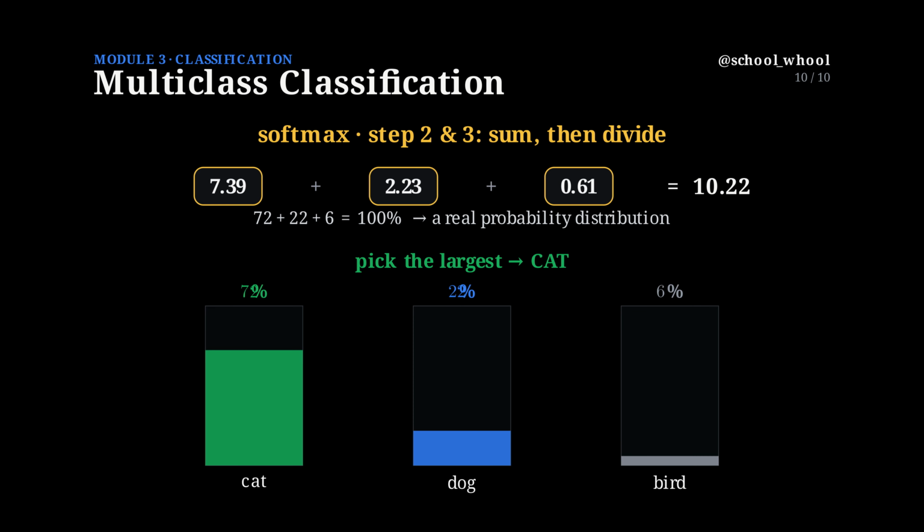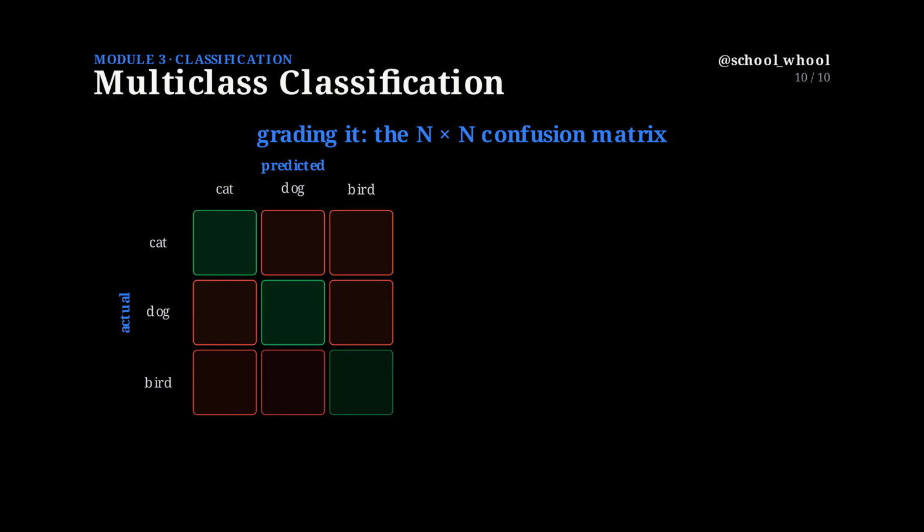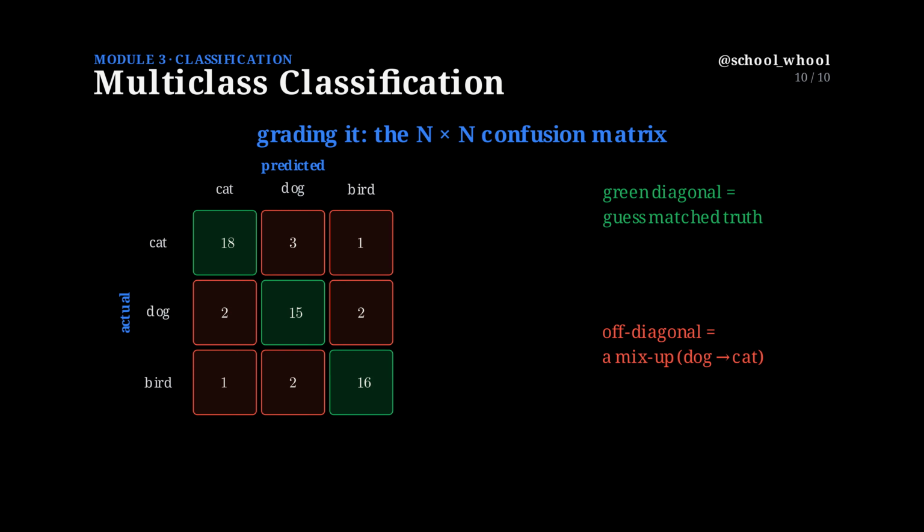Now, how do we grade a multi-class model? The confusion matrix grows with us. Now it's n by n, 1 row and 1 column per class. Each test photo lands in a cell. Its true class picks the row. The model's guess picks the column. Watch them drop into place and tally up.